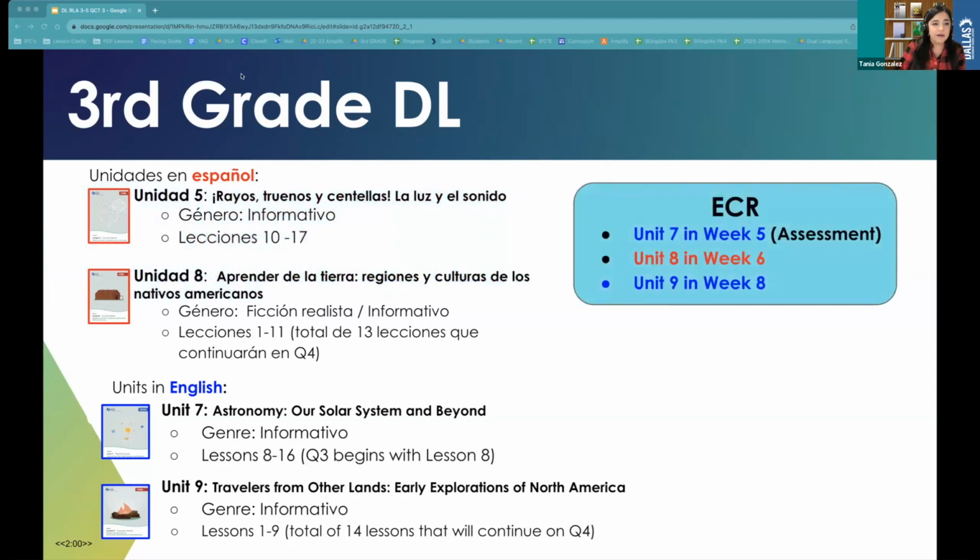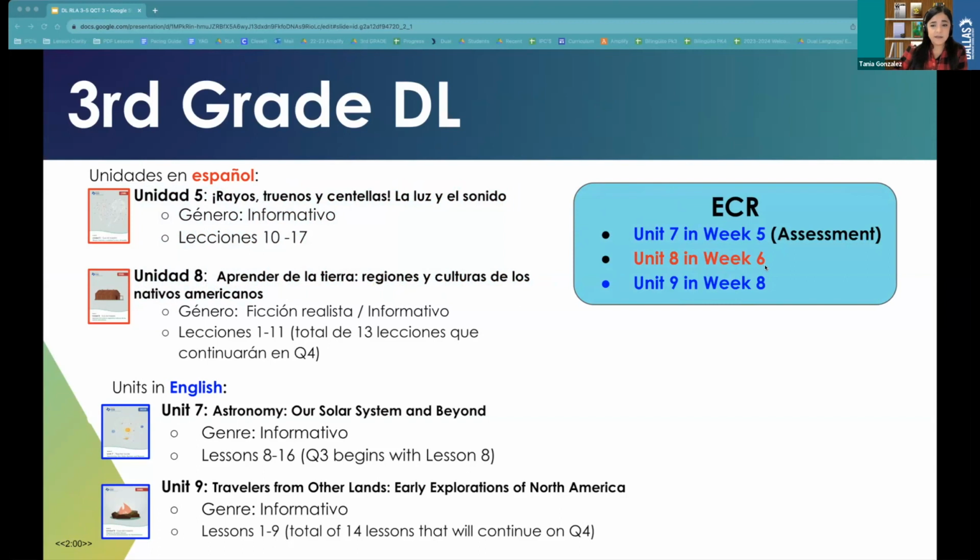For the ECRs, this quarter 3 will have an ECR in Unit 7 in week 5. This ECR will be the assessment. For Unit 7, students will only need to write. It is a writing informative project, and that will be the ECR for Unit 7. So the ECR will also be the assessment.